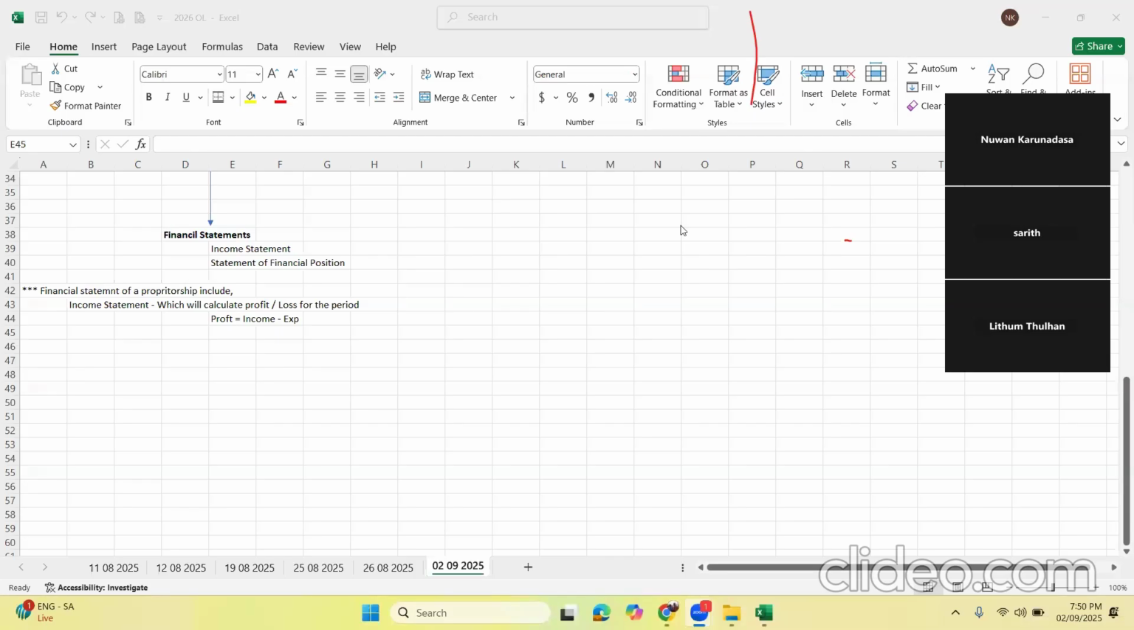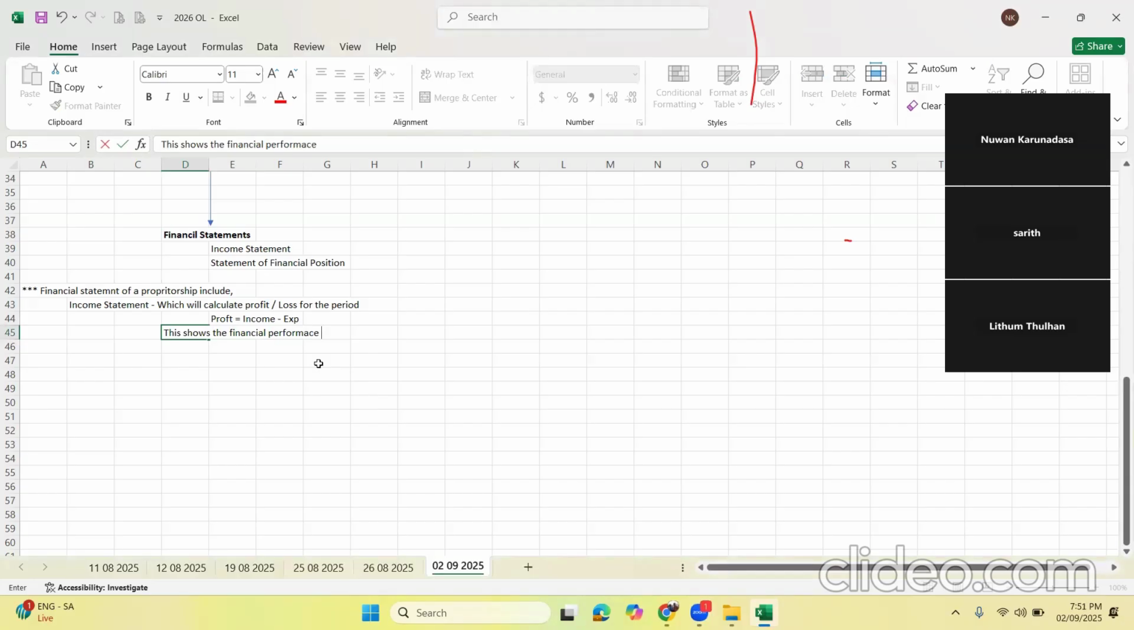So that's so simple. How do you calculate the profit for the period? Profit equals income minus expense. That means for profit calculation, we will consider only the income for the period minus the expense for the period. This shows the financial performance of the business.